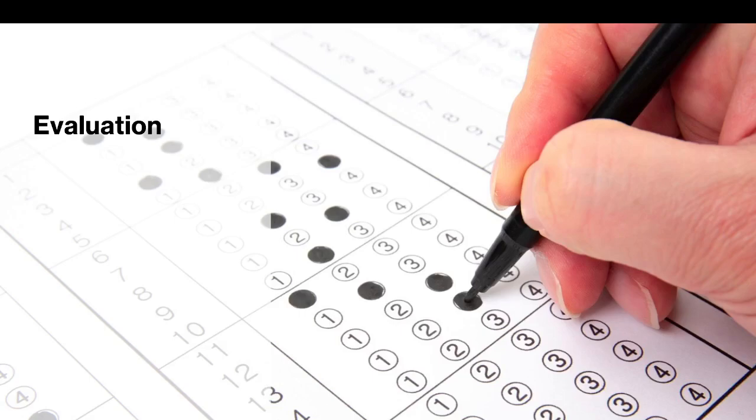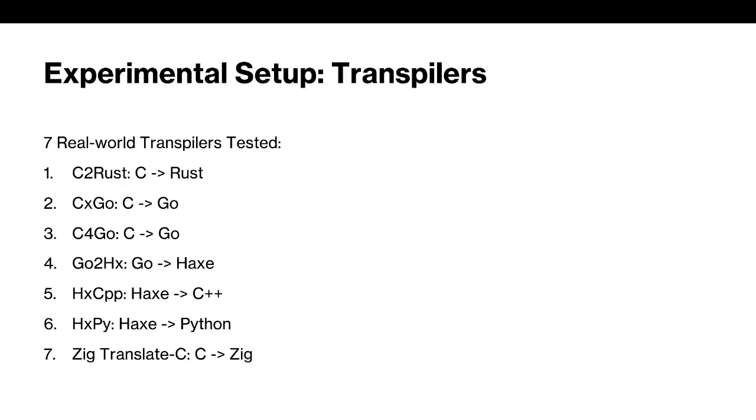So, with all that having been discussed, let's see how TeTRIS did in its evaluation. Let us begin by talking about the experimental setup. The authors tested 7 real-world transpilers. This provided a number of different language combinations. We have C to Rust, Go, and Zig. We have Go to Hack. We have Hack to C++ and Python.